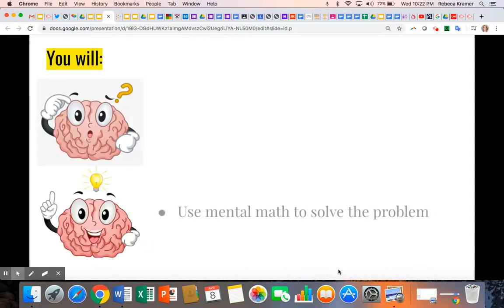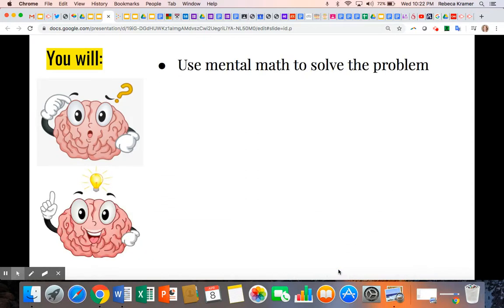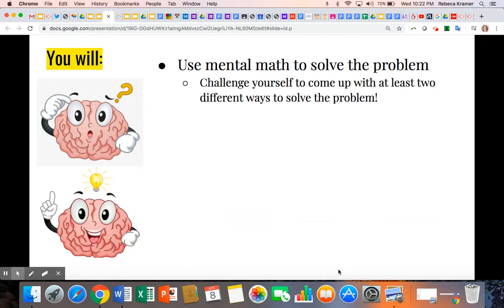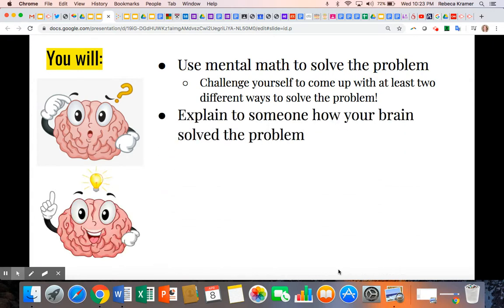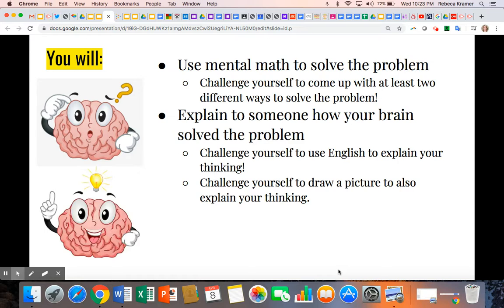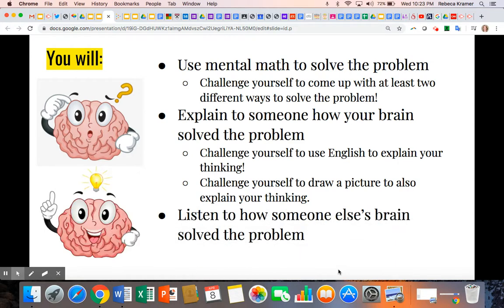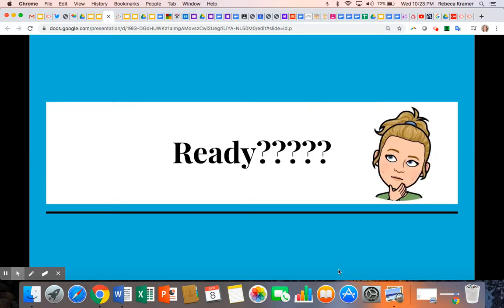So, what will you do? First, you will use mental math to solve the problem. No paper and pencils. I want to challenge you to make at least 2 different strategies to get to the answer. Explain to someone how your brain solved the problem. Challenge yourself to use English when you explain your thinking. And also challenge yourself to draw a picture to explain your thinking. Lastly, listen to how someone else's brain solved the problem. Is it the same? Is it different? Are you ready for the number talk?